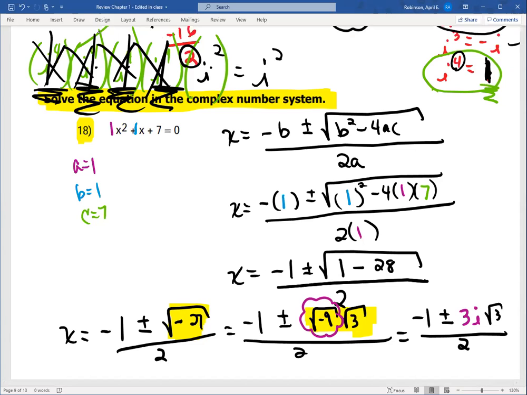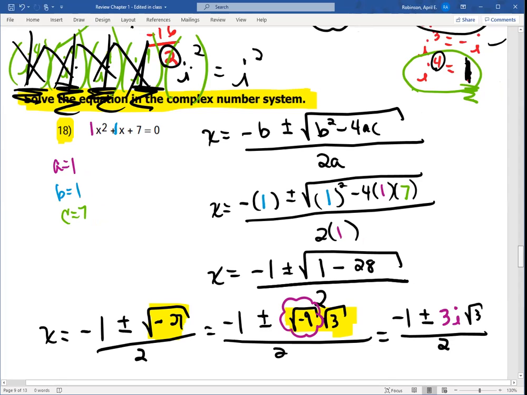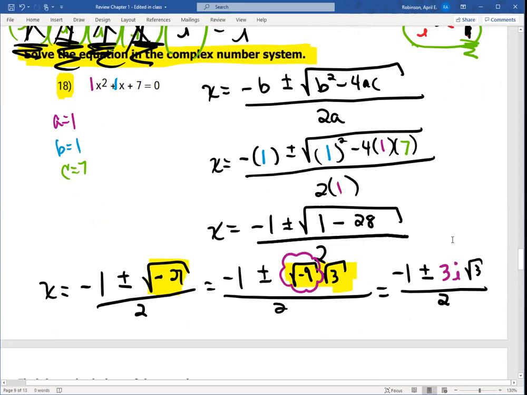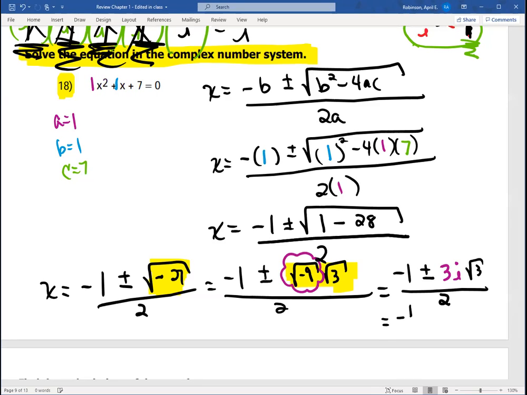And if they want it in the a plus bi form, let's see, do I have room for this? Not much. If they want it in the a plus bi form, you have to split it: you give the negative 1 its own 2, and then you give the 3 square roots of 3 its own 2, and then the i would pop out on the side like that. And that's my answer. It's not pretty, but that's in a plus bi form.